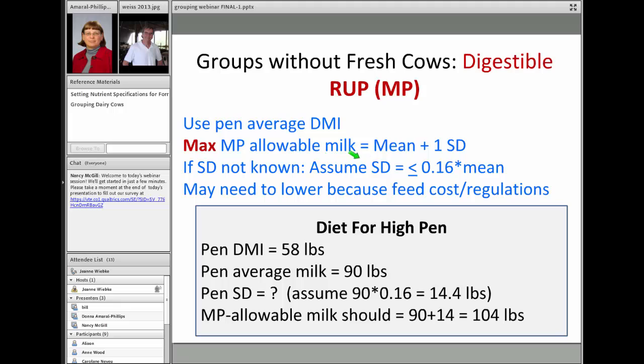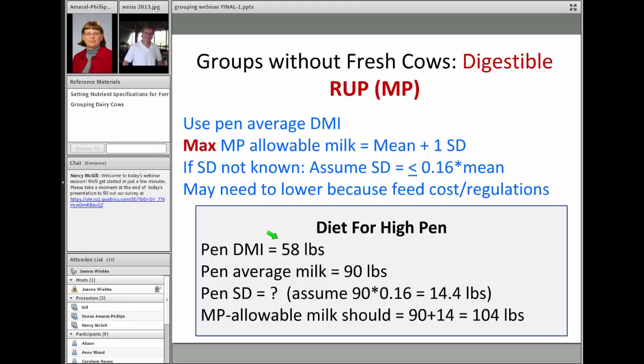So just as a wrap-up of this part, I'm going to use pen average dry matter intake. My maximum MP allowable milk is mean milk plus 1 standard deviation. At this time, if you don't know the standard deviation, this is my best guess. And this is based on data from Ohio herds that within a pen, the standard deviation was about 16% of the mean. So if you know pen average milk, times 0.16 is going to give you an estimate of the standard deviation. And again, that's our best guess right now.